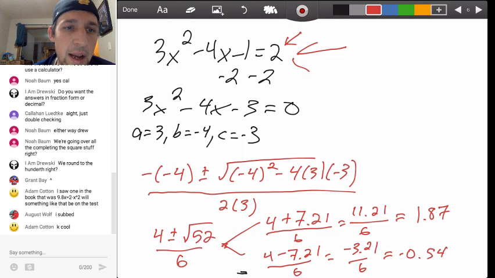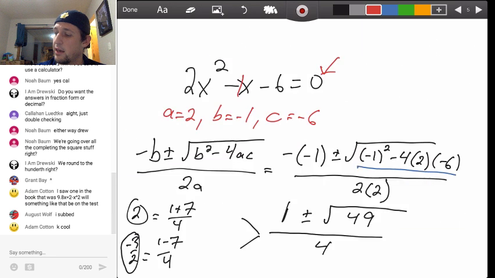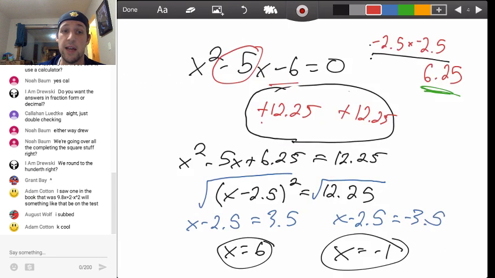And I know Noah asked, we're going over all the completing the square stuff. So completing the square, and I didn't use this terminology a lot in class. Completing the square is actually exactly what we did on this one. So I brought that back up on your screen. Okay, that's exactly what we did here. Basically, that whole process of turning that number into a 6.25, that's what completing the square is. So basically, it's solving without the quadratic formula.